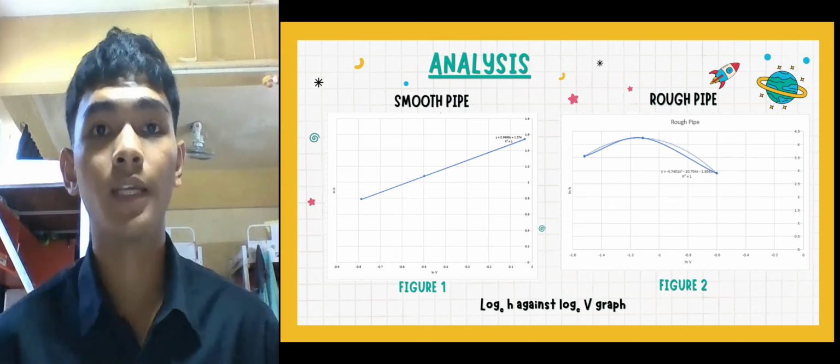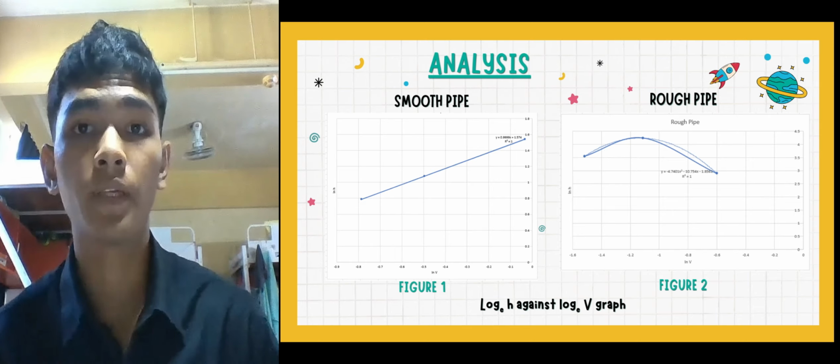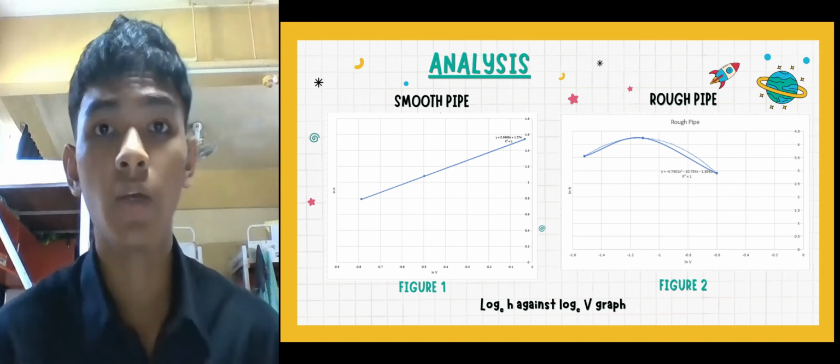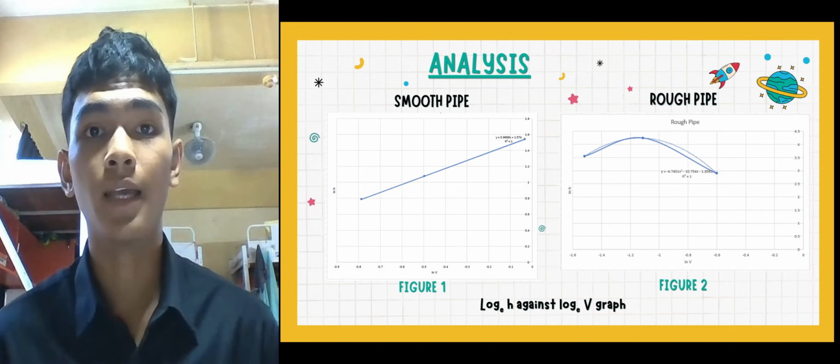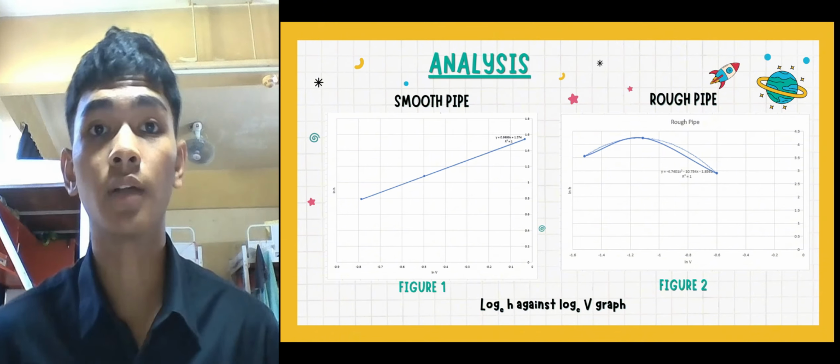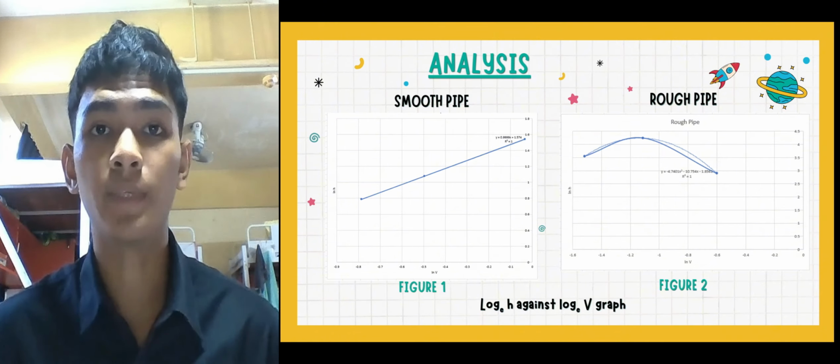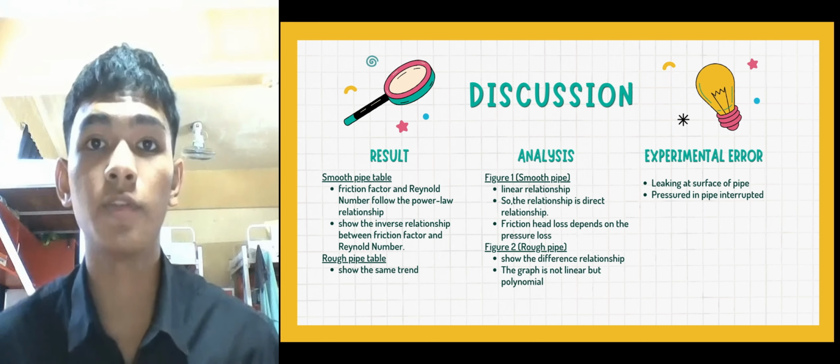Graph of ln H against ln V for both types of pipe. According to figure 1, we can see that the relationship in smooth pipe is linear and the relationship in figure 2, which is rough pipe, is polynomial. Let's move on to the discussions.